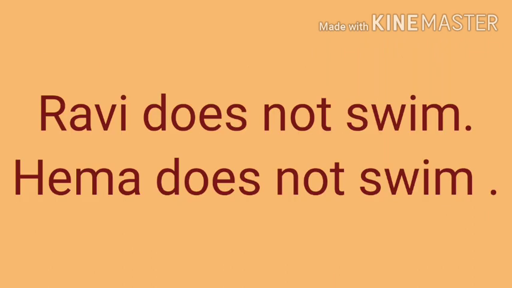Ravi does not swim. Hema does not swim. Here in these sentences, the subjects are singular. So we use does not plus root form of the verb.